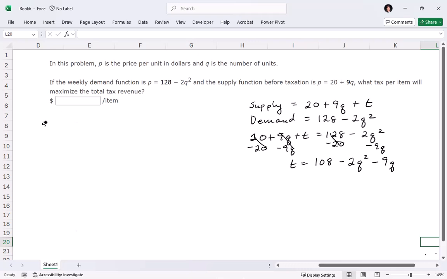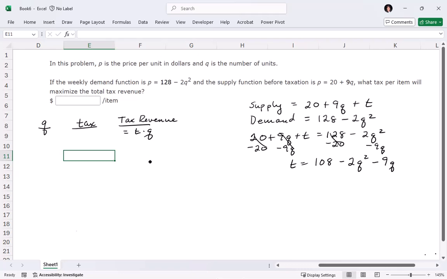So I could start with Q and then build the amount of tax T, and from those I could make tax revenue because tax revenue is T times Q. Okay, let's get this set up. So Q units and T is the tax per item, and then total tax revenue. Start off somewhere, 1. Then the tax per item is 108 minus 2 times the Q squared, minus 9 times the value of Q.